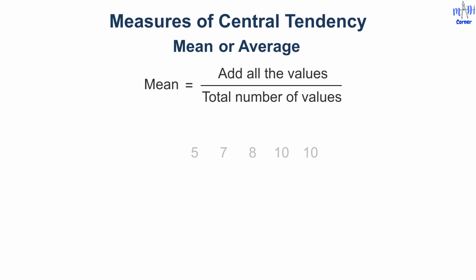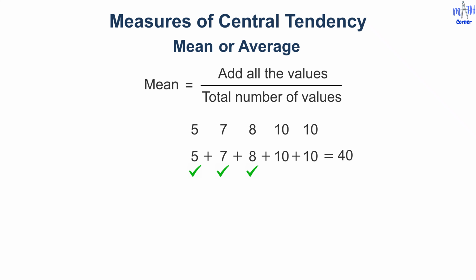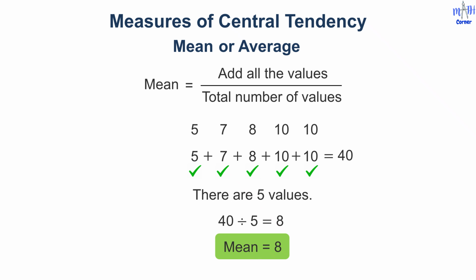Example. Find the mean of 5, 7, 8, 10, 10. Step 1. Add all numbers. 5 plus 7 plus 8 plus 10 plus 10 is equal to 40. Step 2. Count the numbers. There are 5 values. Step 3. Divide. 40 divided by 5 is equal to 8. Final answer, mean equals 8.